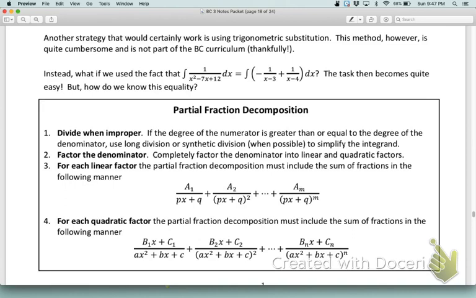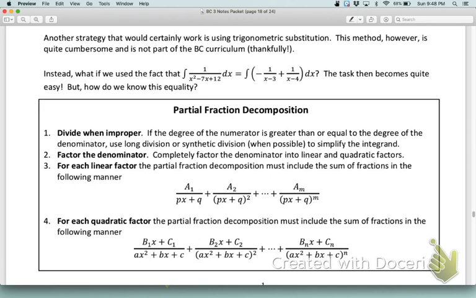So this is a strategy that's called partial fraction decomposition. We're trying to take one fraction and break it into parts of partial fractions that don't necessarily have the same denominator. So the first thing, this is sort of your checklist as you attempt partial fractions. The first thing is that if the degree of the numerator is greater or equal to the degree of the denominator, we want to divide. You want to use long division or synthetic division when it's possible.